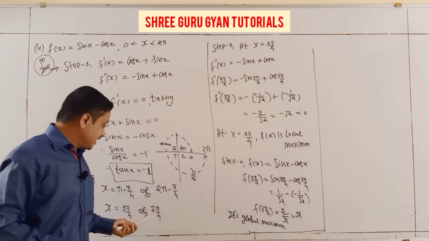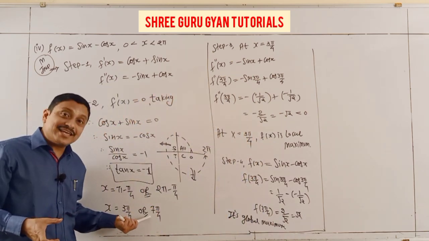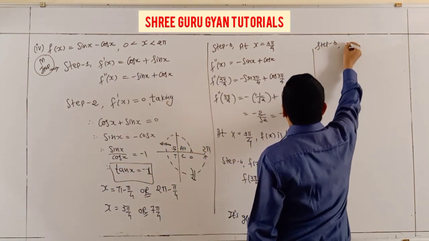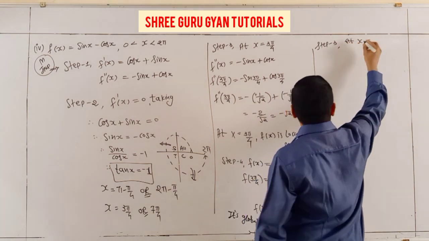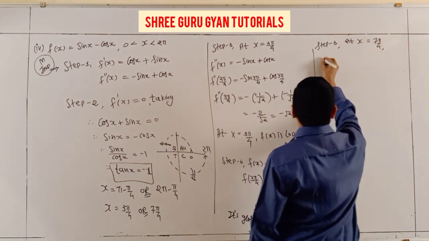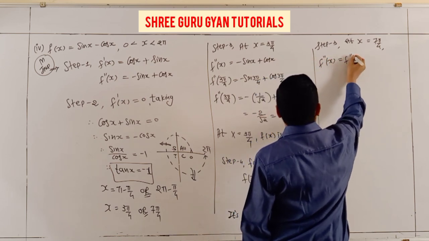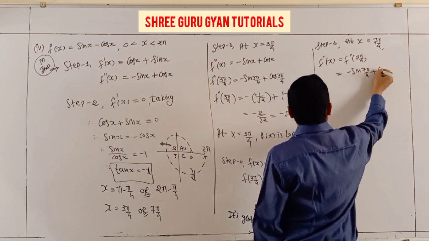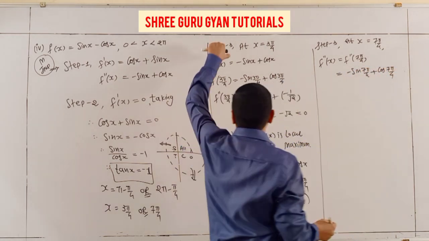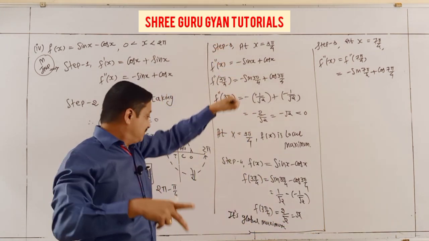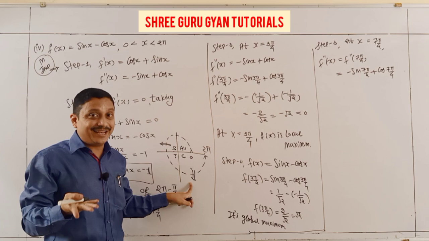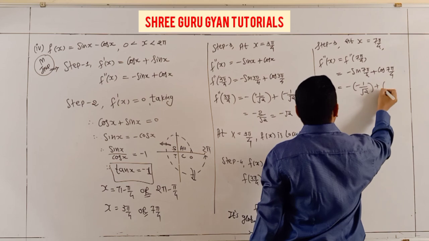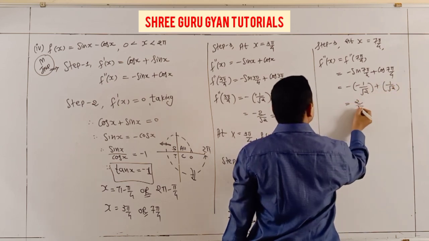And now continue students. I first checked 3 pi by 4. Now I check 7 pi by 4. So same application, my step 3, at the place of which one? 7 pi by 4. So f double dash 7 pi by 4 is minus sin 7 pi by 4 plus cos 7 pi by 4. This is your double dash x. Now which quadrant? 4. Sine negative, cos positive. So my answer is negative 1 by root 2, positive 1 by root 2, you have 2 by root 2.